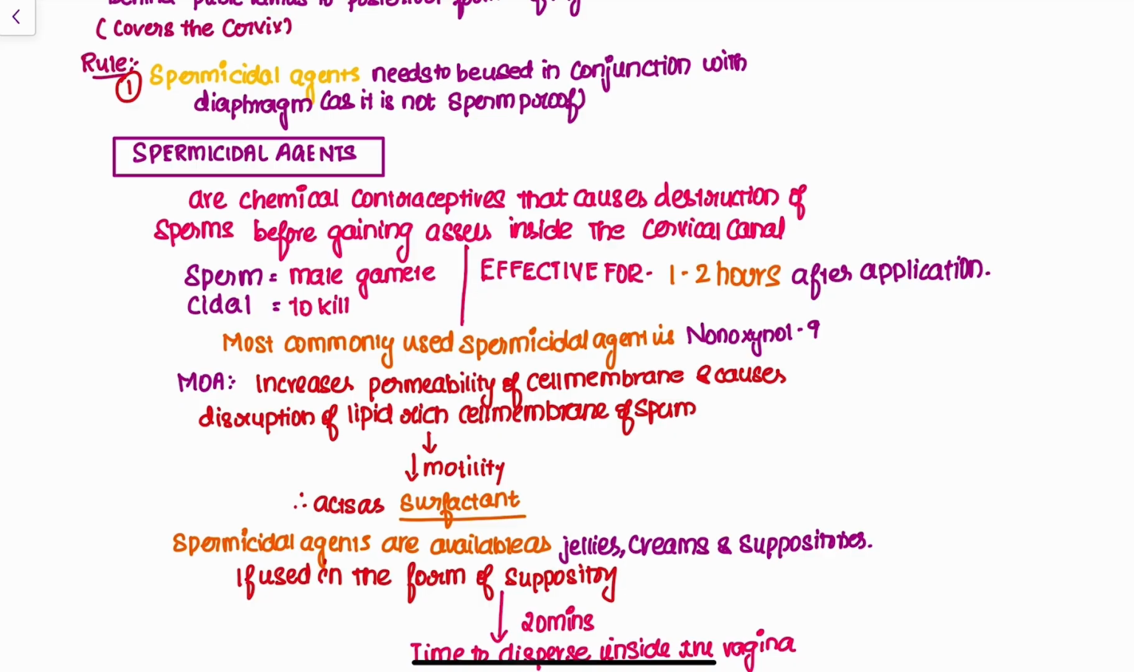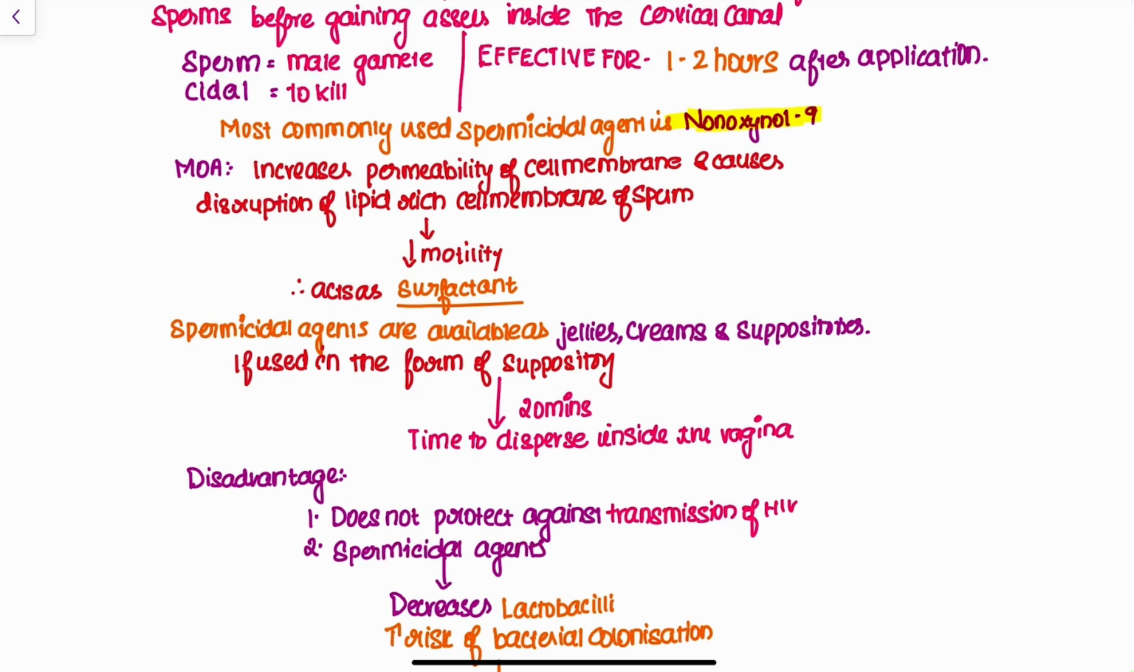The most important point here is that once you use this spermicidal agent, it is going to be effective for about 1 to 2 hours after its application. So after application, it is going to kill the sperms before they gain access into the cervical canal for 1 to 2 hours. Is that clear? Yes. And the most important question here: the most commonly used spermicidal agent is nonoxynol 9. Right? Nonoxynol 9 is the most commonly used spermicidal agent.